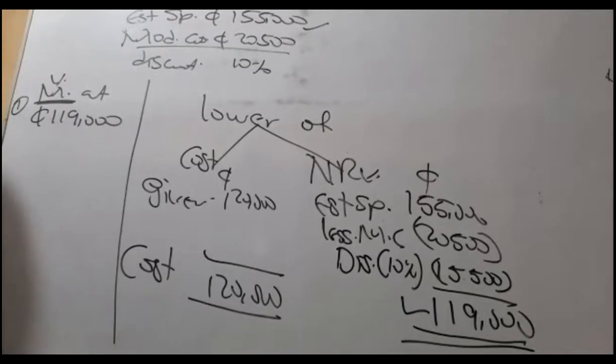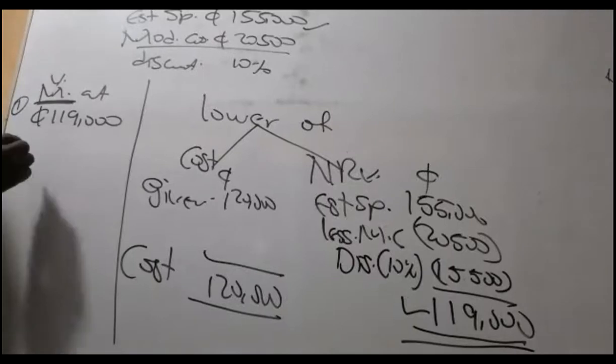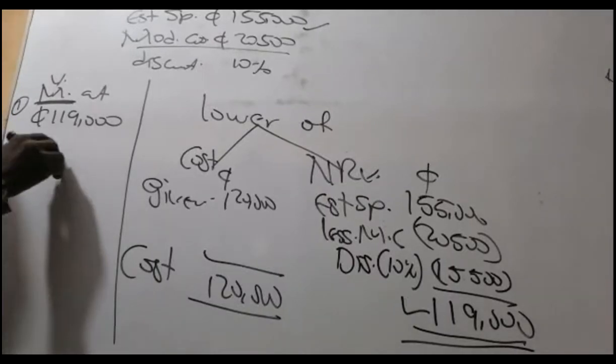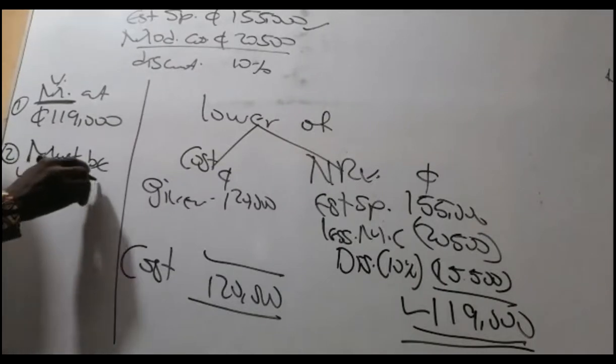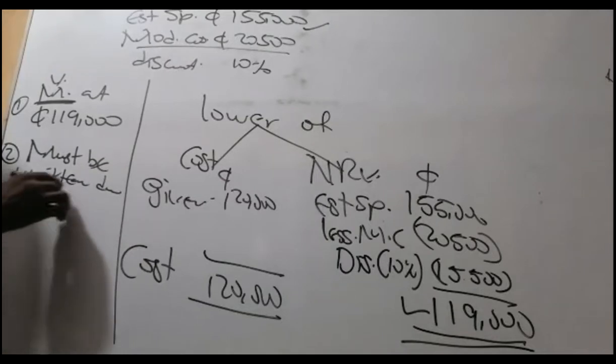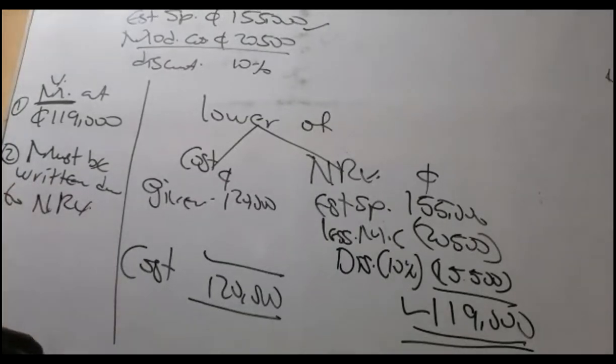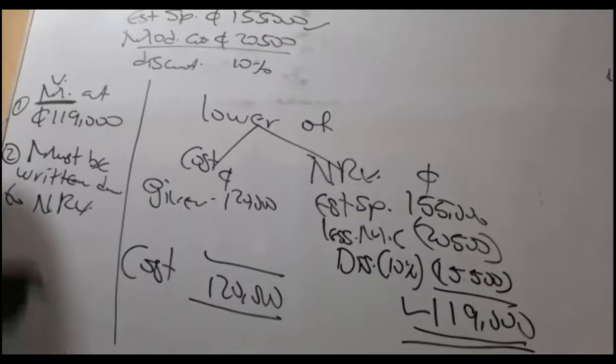At this figure. And finally, or second, we can say that inventory must be written down to the NRV, or inventory must be valued at the NRV. Inventory must be written down to the NRV, bracket the lower. Bracket what? The lower. So take notes.